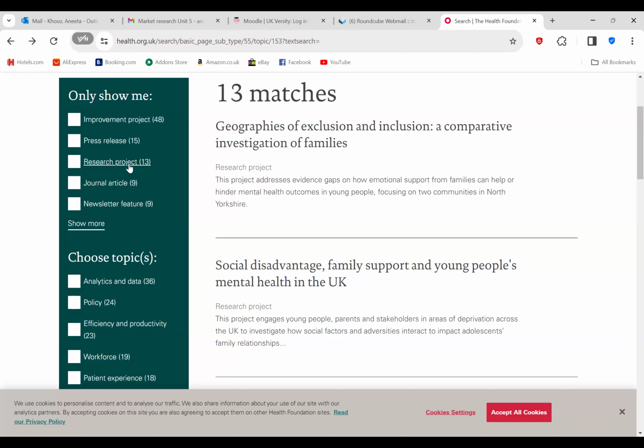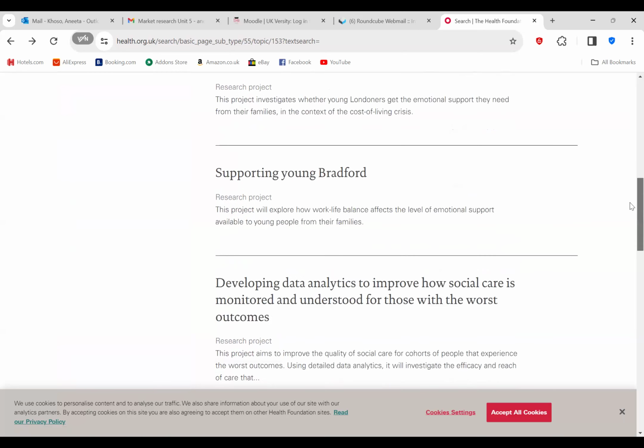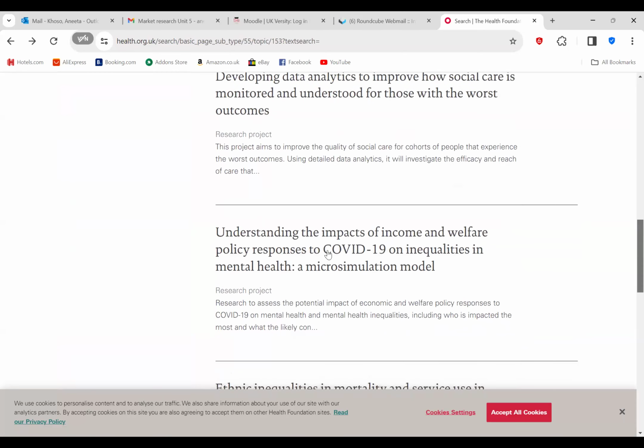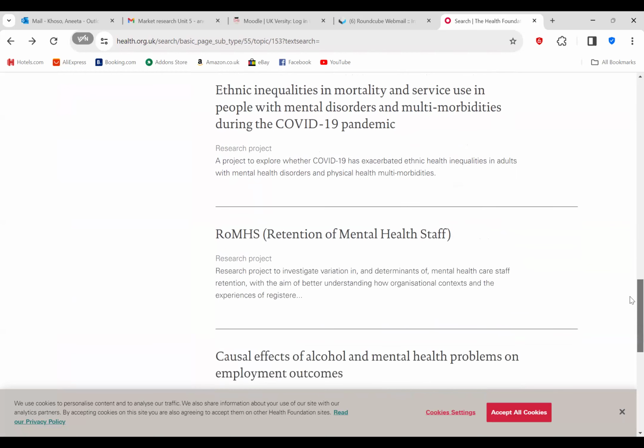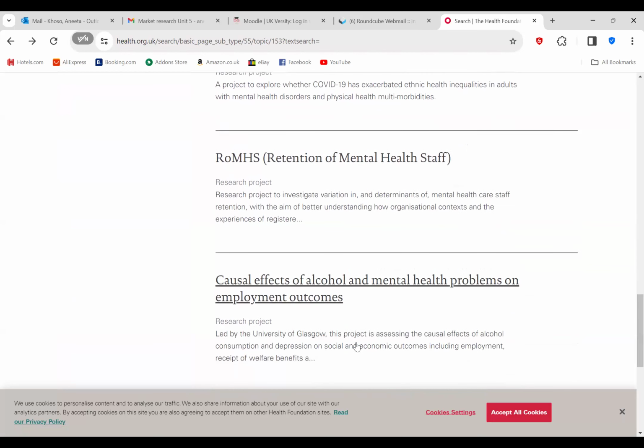Why isn't it coming? Yeah. So it gives you just 13 research projects, and this is how you can actually work on it. There's one that looks at the impact of income and welfare policy responses to COVID-19 on inequalities in mental health. It doesn't have to be so complex. It can be very, very simple. For instance, this is very simple, I think.